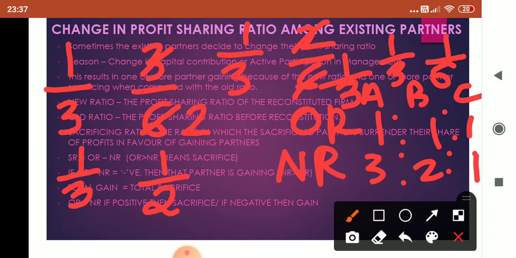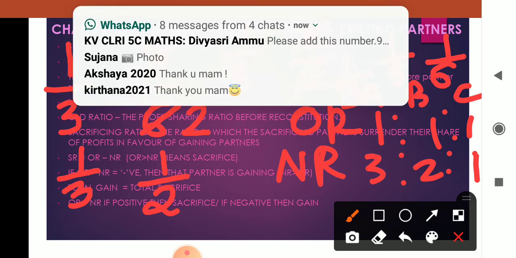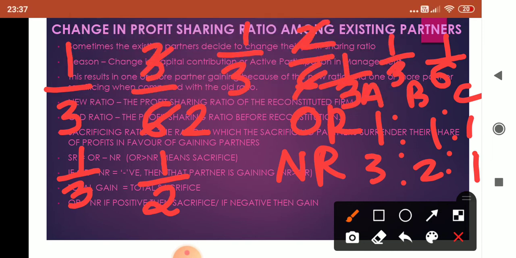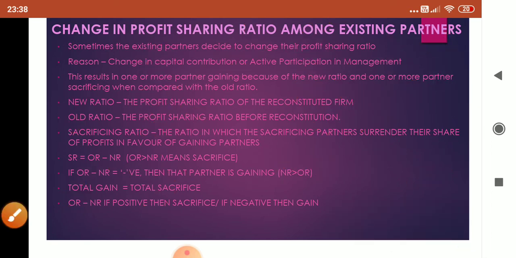But how much is A gaining and how much is C sacrificing? For that we have to do old ratio minus new ratio. And always remember, gain will be equal to sacrifice. Sacrificing ratio is the ratio in which the sacrificing partners surrender their share of profits in favor of the gaining partners. Then what is gaining ratio? You just have to change the terms. The ratio in which the gaining partners gain their share from the sacrificing partners.